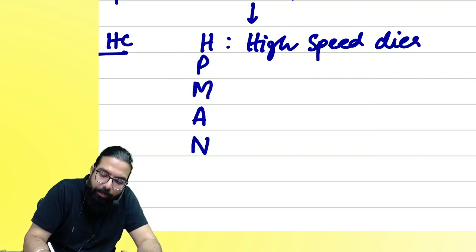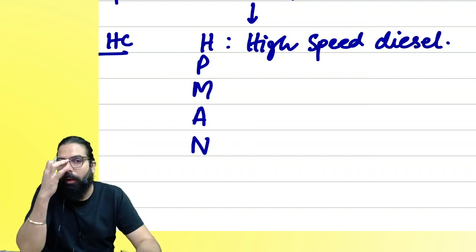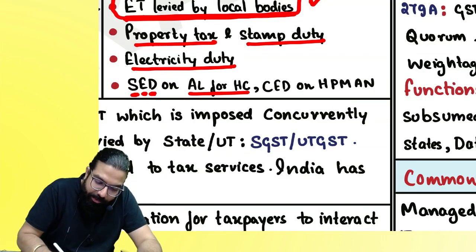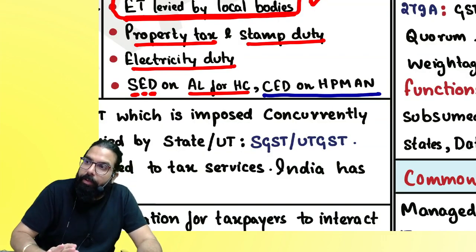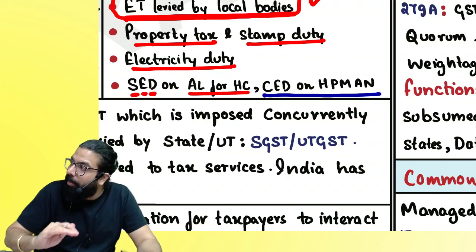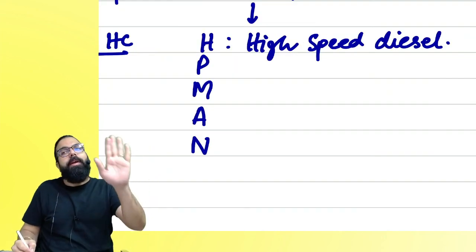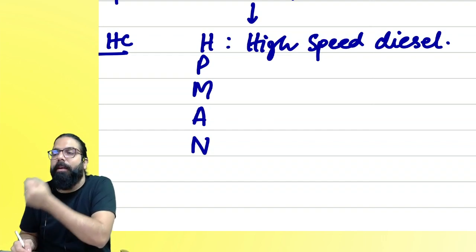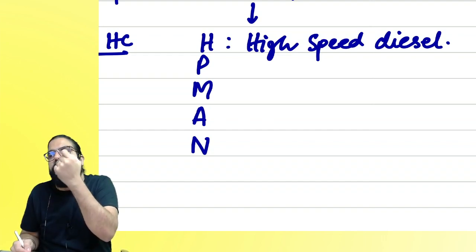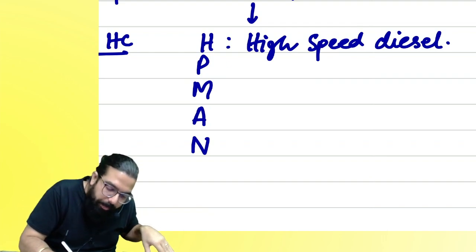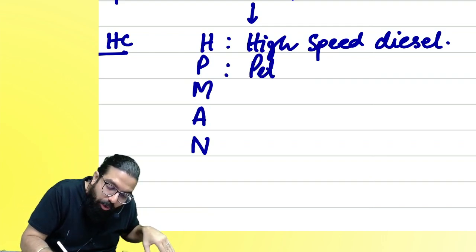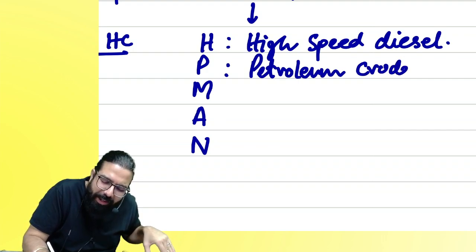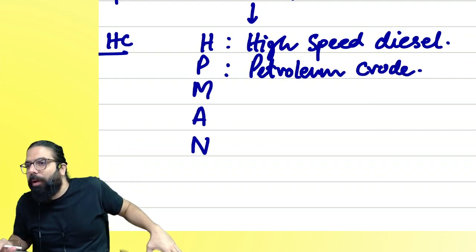diesel. Whenever diesel is manufactured, the central government will charge central excise duty. See, this is not gone. Central excise duty on HP man is still there. What is HP man, everyone? High speed diesel. Whenever diesel is manufactured, the central government will charge what? Central excise duty. P for petroleum crude. Crude petroleum. Are we clear, everyone?